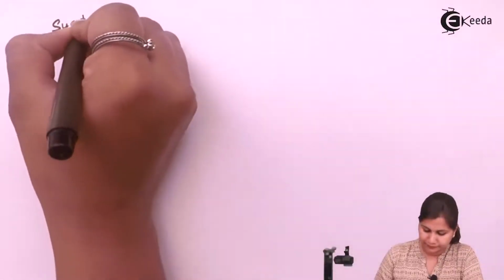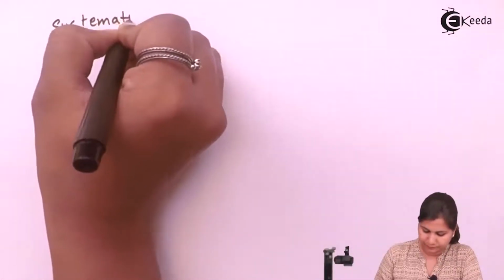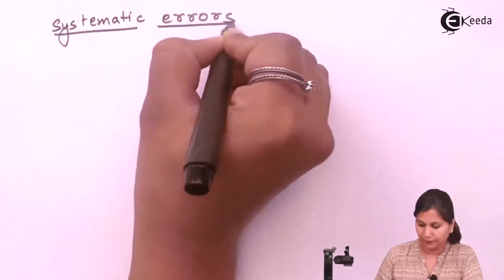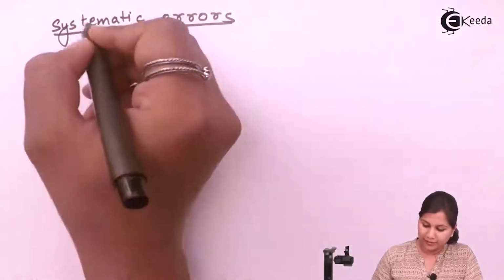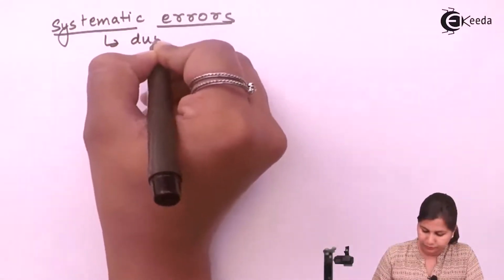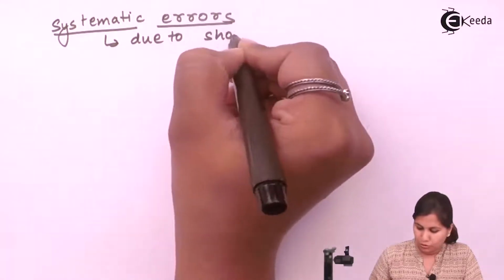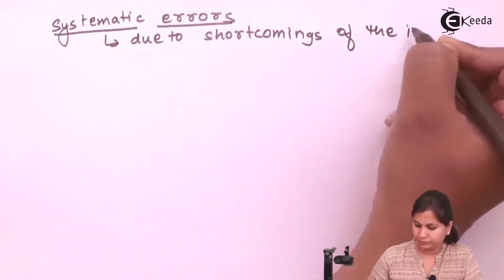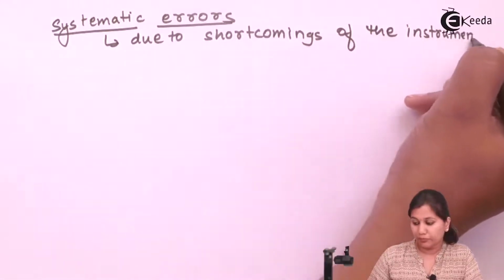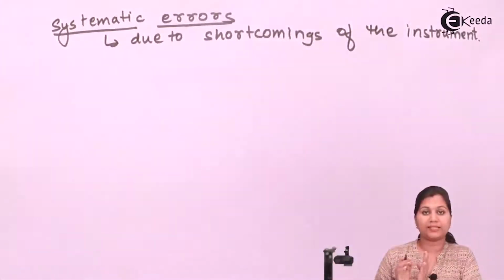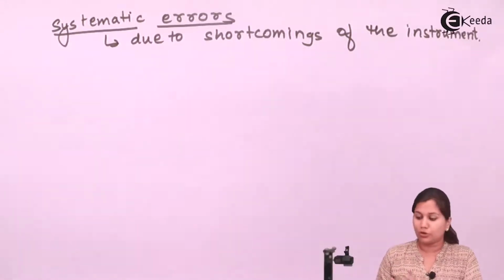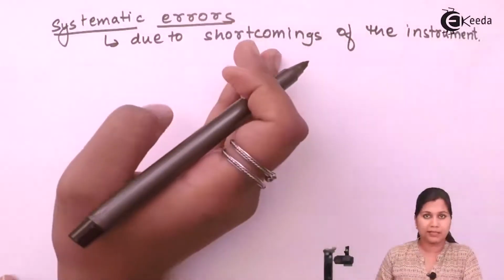The next type of error is the systematic error. These systematic errors occur due to shortcomings in the instrument. Suppose the instrument which is used for doing the measurement has any mistake in it, then also error can occur. Those types of errors are called systematic errors.